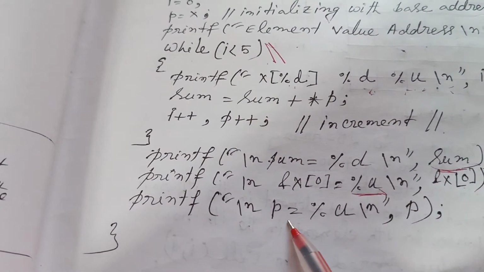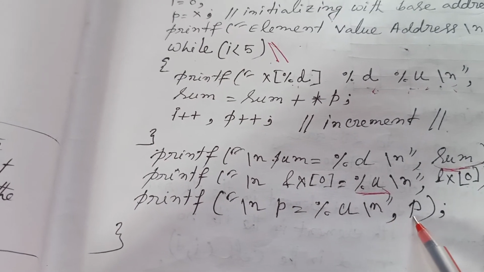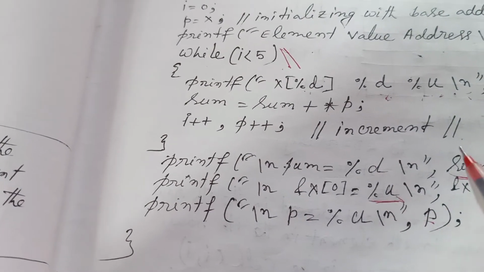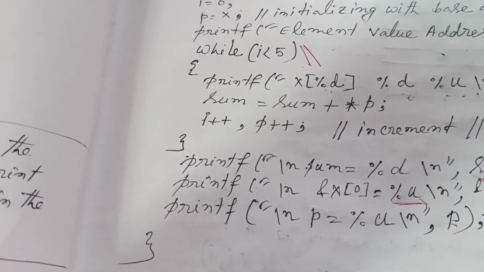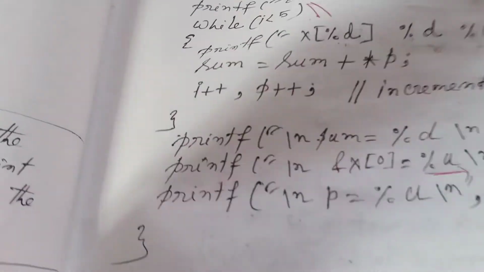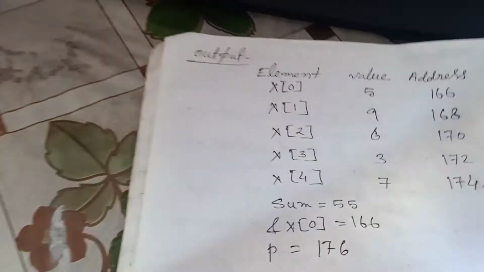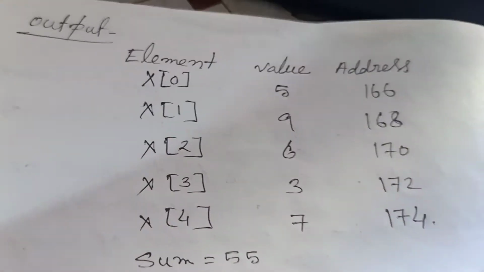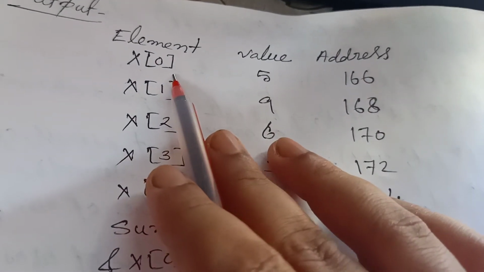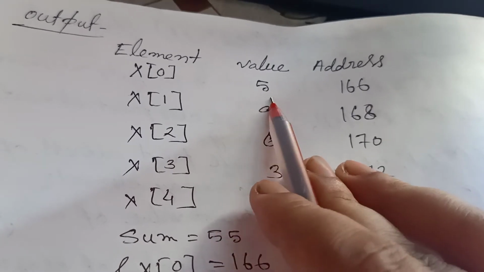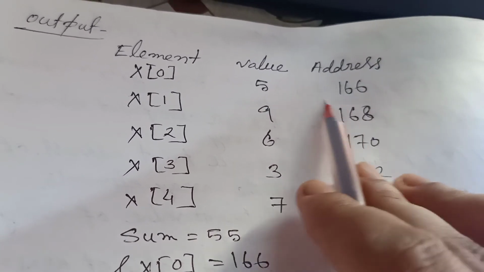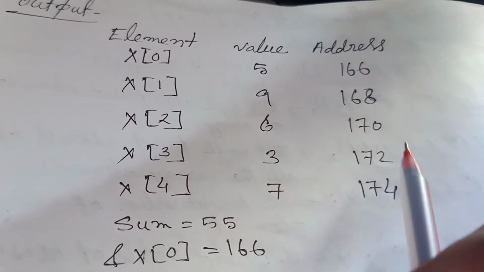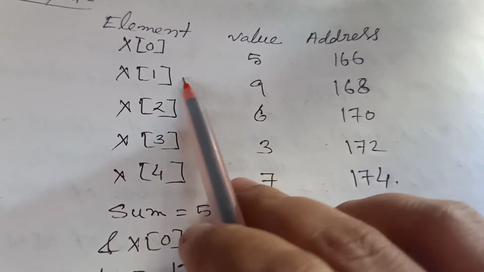Next, printf is p equal to %u, comma p. So the pointer shows its own address value by using this printf. Okay, so let's look at the output. Elements, value, address. So x0 value is 5 and the address is, suppose, 166. This address value will change depending on the computer system.